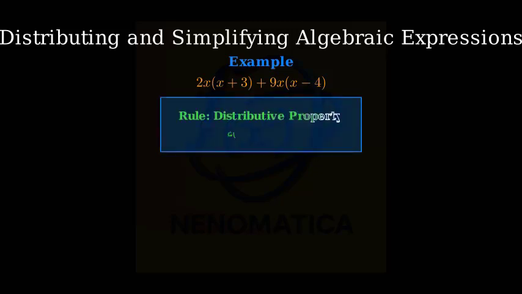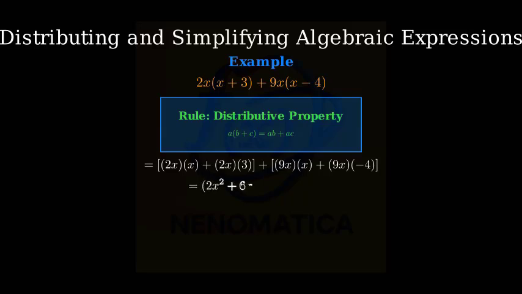So for our first term, we have 2x distributed to each term inside the parentheses. This gives us 2x times x, which is 2x squared, plus 2x times 3, which is 6x. Now, let's multiply each term. 2x times x gives us 2x squared. 2x times 3 gives us 6x.